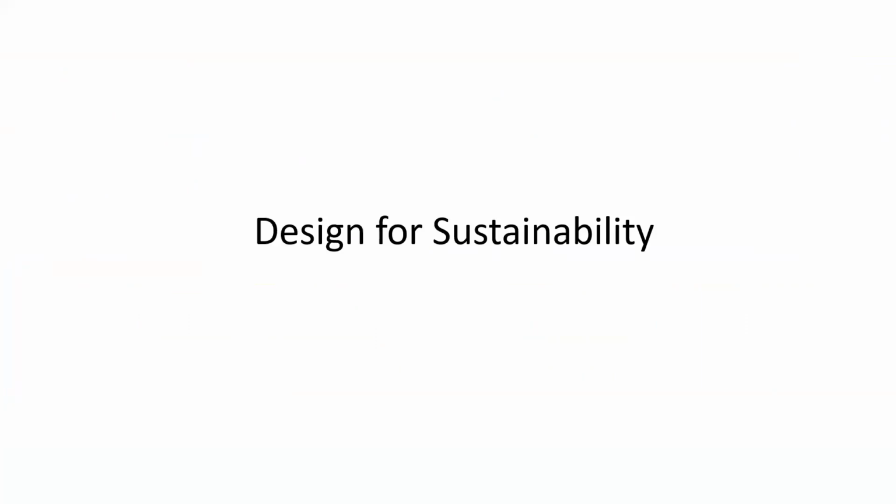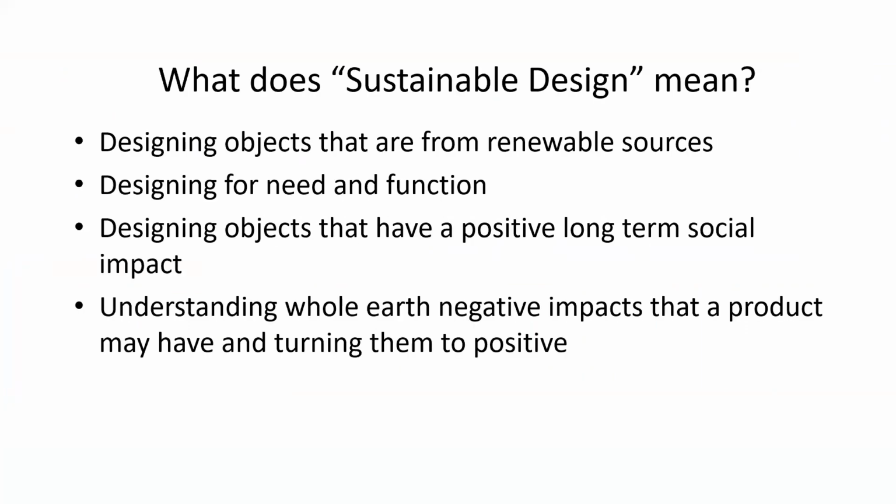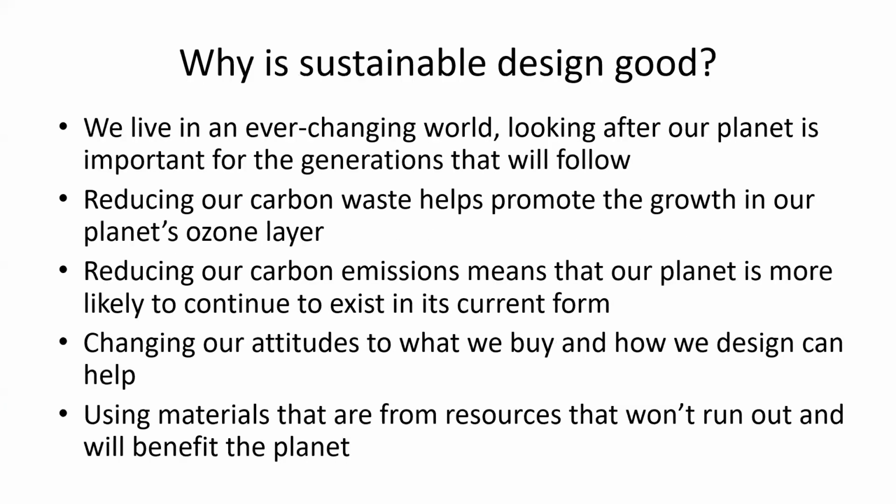So when we say design for sustainability, as we know, sustainability has three pillars: economic, environment, and social. And many times when you hear the term sustainable design, it could be designing objects made from renewable sources, designing for need and function, designing objects that have a positive long-term social impact, understanding the whole earth impact that a product may have through its entire life cycle.